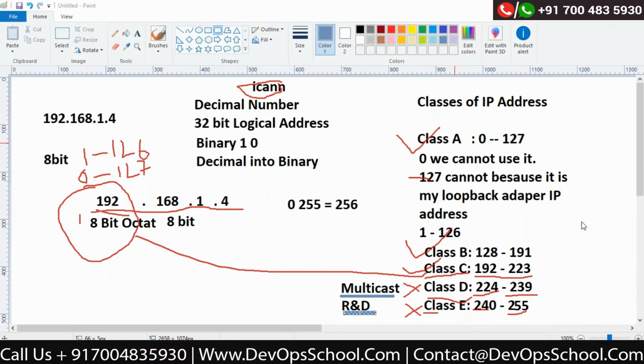Okay, so I think we should take a lunch break, and after the lunch break we will see some characteristics attached to class A, class B, and class C. And we will see what a subnet mask is, what a private IP address is, what public IP addresses are, everything.